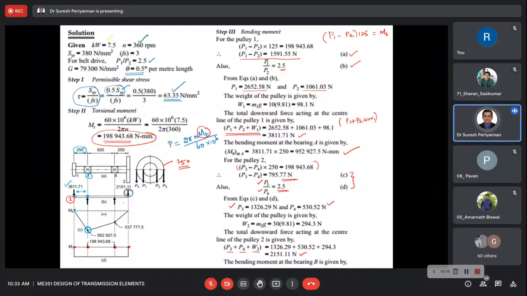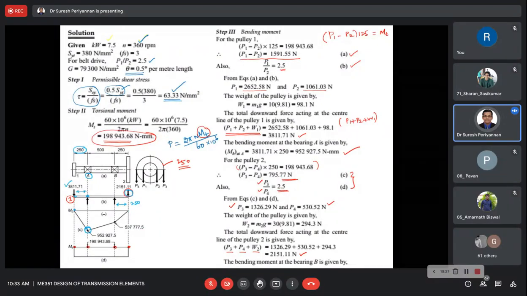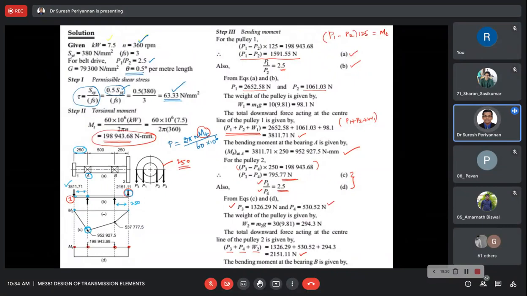Now similarly, we come to the right-hand side end. This distance is also given as 250 mm, right? Then 250 into 2151.11 is going to give the bending moment. The free end has 0 bending moment. At the support, this distance 250 into 2151.11 gives the bending moment. The reaction calculation may not be required here. Even if you do the reaction calculations, you can find the same bending moment value.